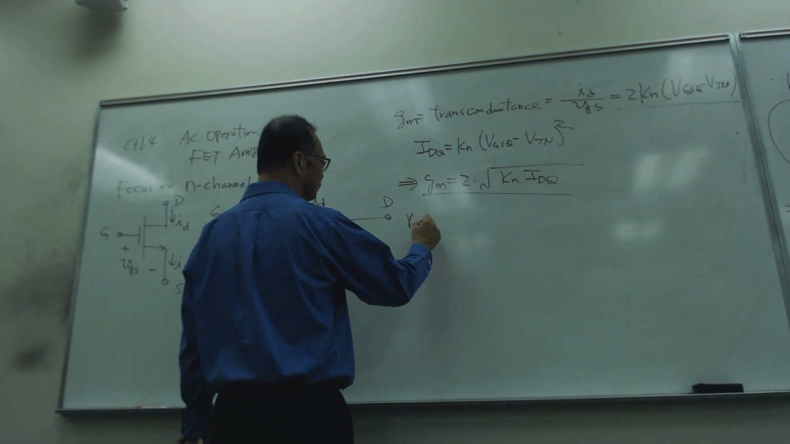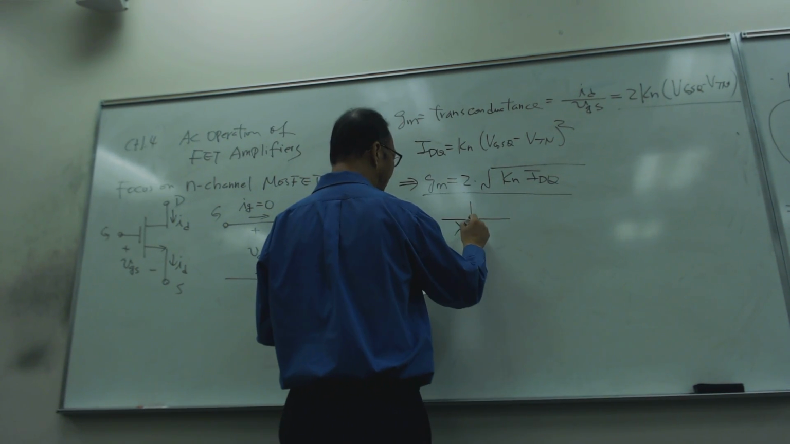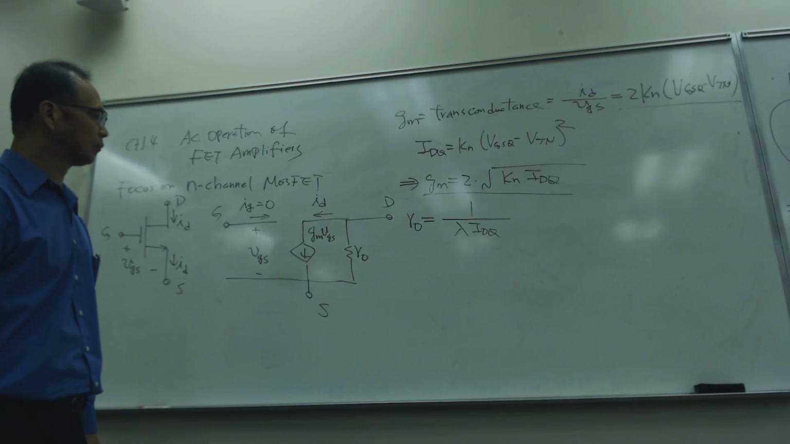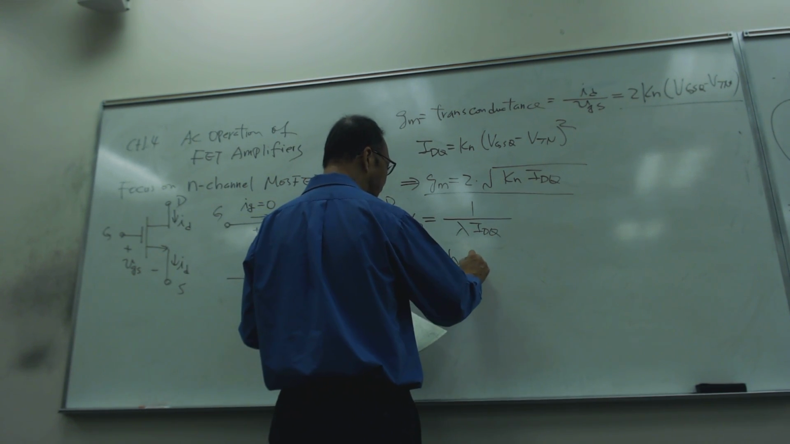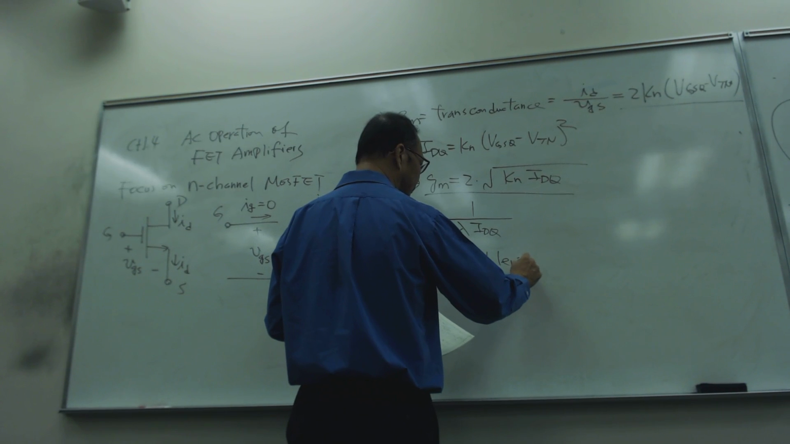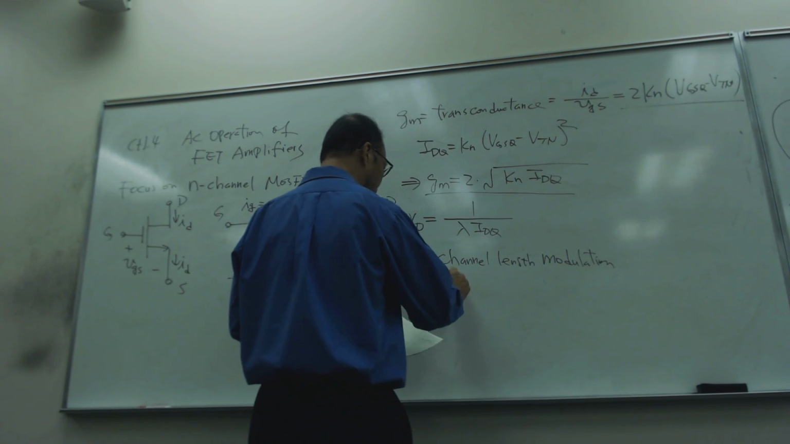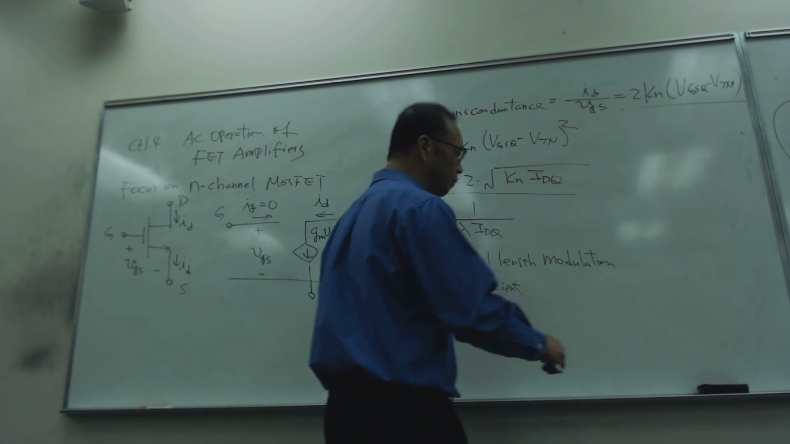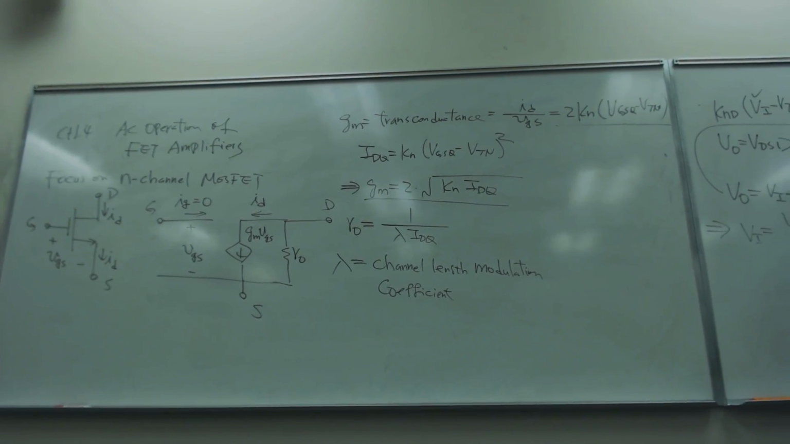r_slope is equal to 1 over lambda I_DQ. And lambda is called the channel length modulation coefficient. So let me just give you the background briefly about lambda.